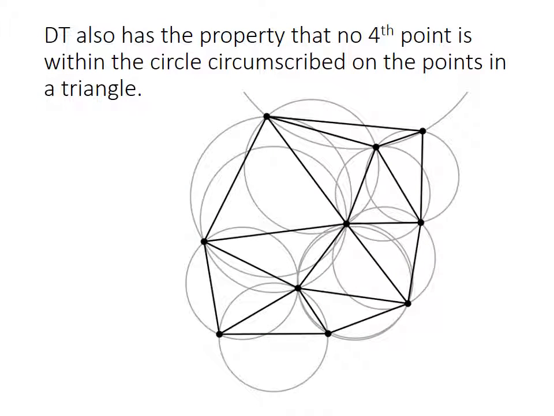A Delaunay triangulation has an interesting property, and that is that no fourth point is within the circle circumscribed by the points on a triangle. So if you take a triangle and you use those three points to make a circle, no other point will be within the bounds of that circle.